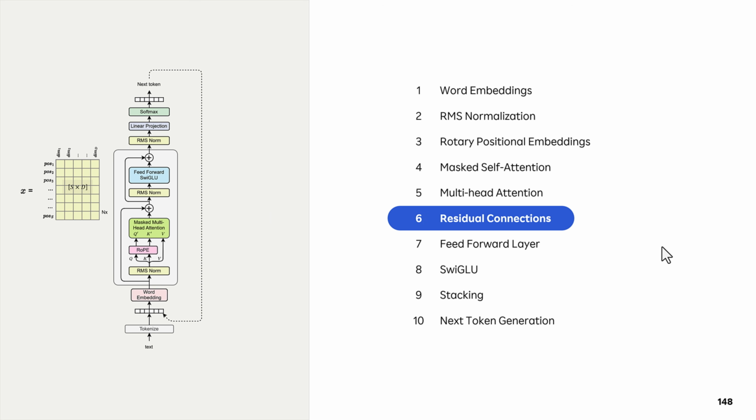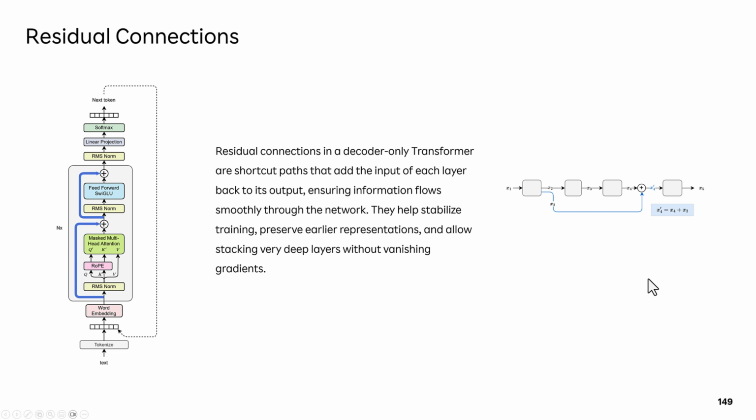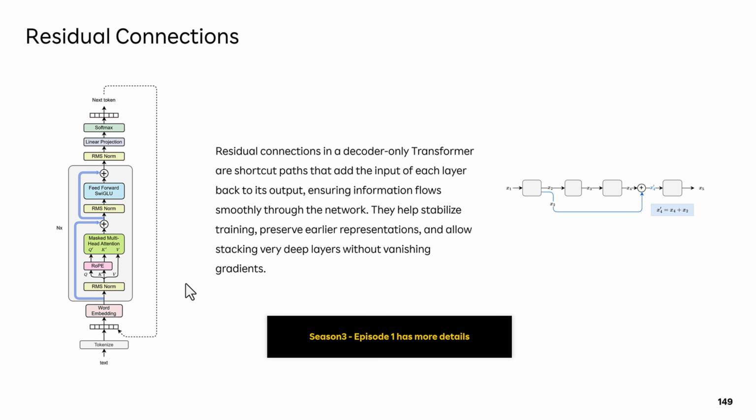The next part of the decoder-only architecture is residual connections. So residual connections are, I'm showing this with an animation here. Think about them as shortcut paths where the input that goes into one block is also added back to its output so that you can have a very smooth flow of information through the transformer neural network architecture. And the primary benefit for that is that it helps stabilize training. Again, I go through a lot of these details in episode 1, season 3. In the interest of keeping this episode small, I will not repeat it again over here.